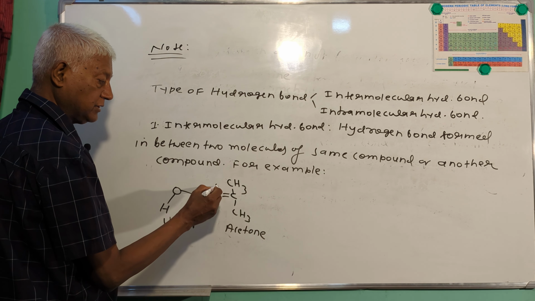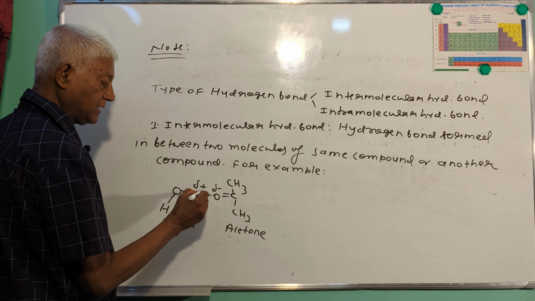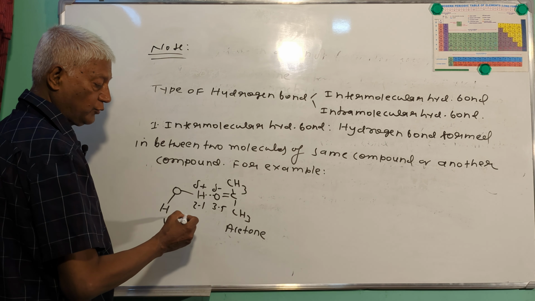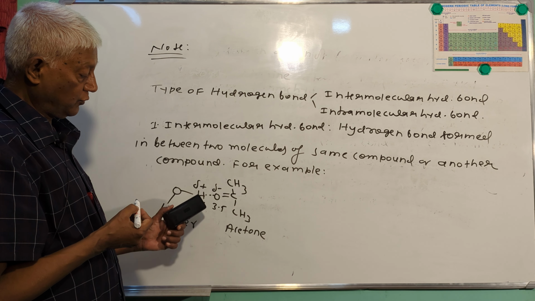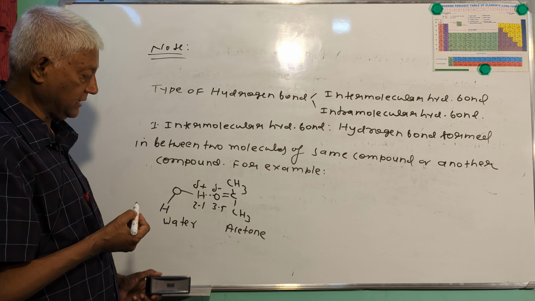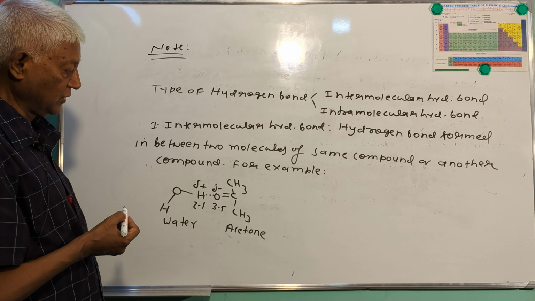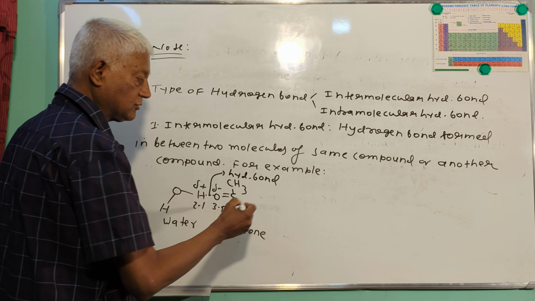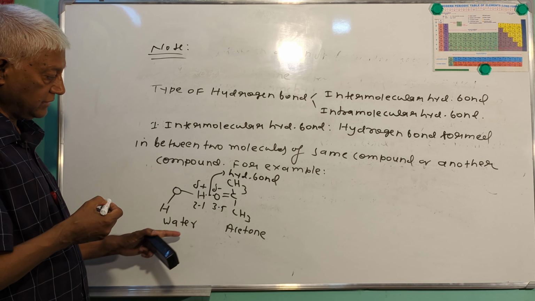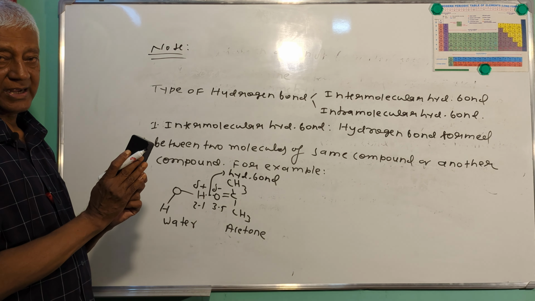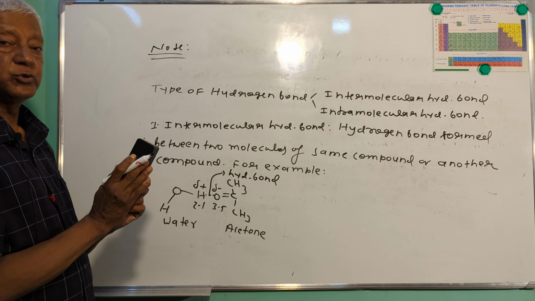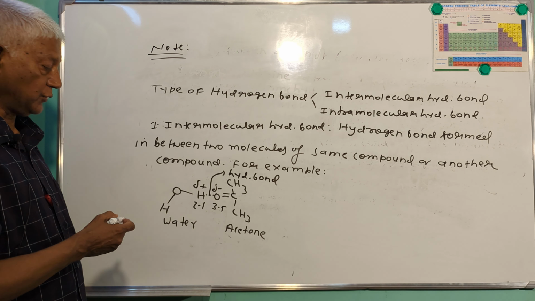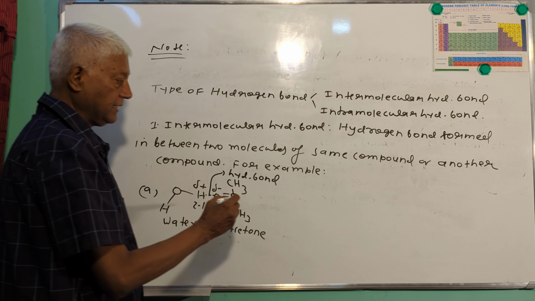So what do we see? Oxygen has a negative charge, hydrogen has a slightly positive charge. Oxygen has 3.5, hydrogen has 2.5 electronegativity value. So oxygen develops a slightly negative charge, hydrogen develops a slightly positive charge. So what do you see over here? Hydrogen bond. In this case, we observe a water molecule and an acetone molecule, two different types of compounds, in between two molecules. The first molecule is water, the second molecule is acetone. That is the first example.